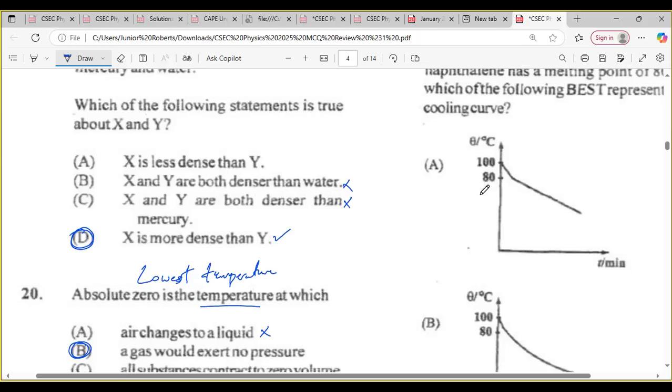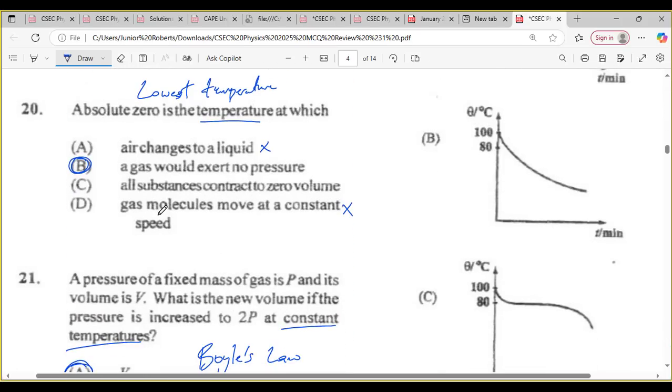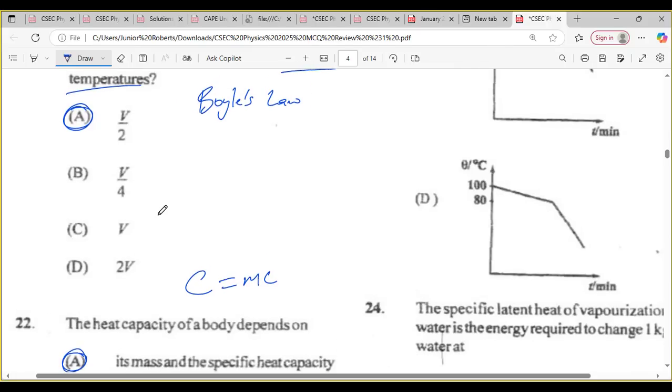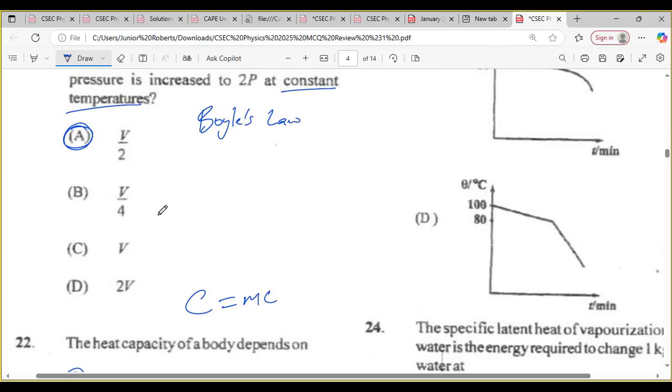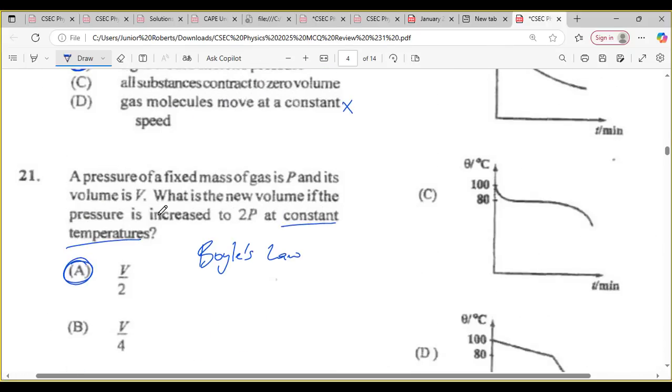Sir, what is the 20 answer? 20? No, 21. 21 is A. Okay, sir, thanks.